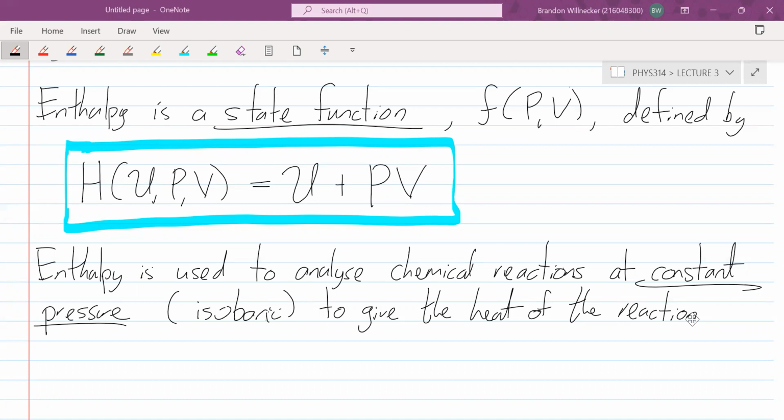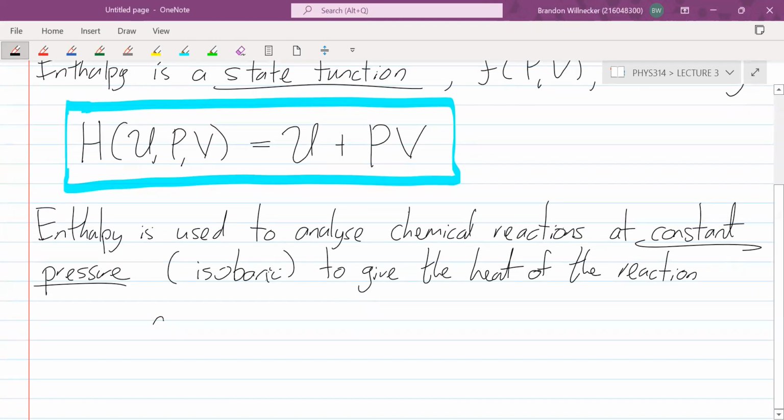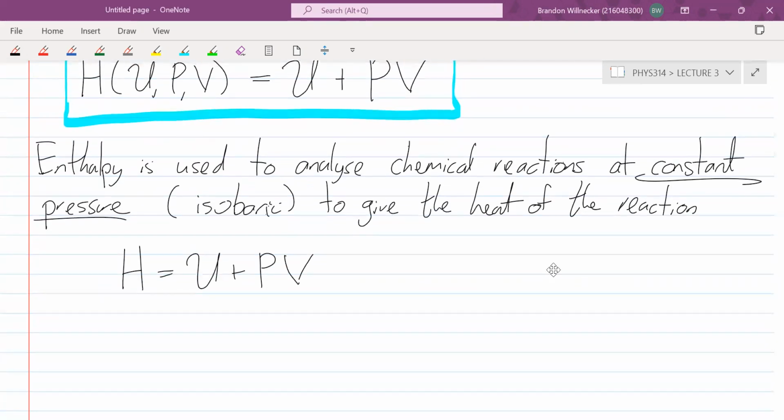Okay, so we can write this just in terms of the function. Sorry, so the function H is equal to U plus PV. Okay, I'm just going to go through this step by step as an introduction, and then you should be able to do this for other things. But what we're going to do is find the differential of the enthalpy. Okay, so this is the total function H. We want the differential, so dH.